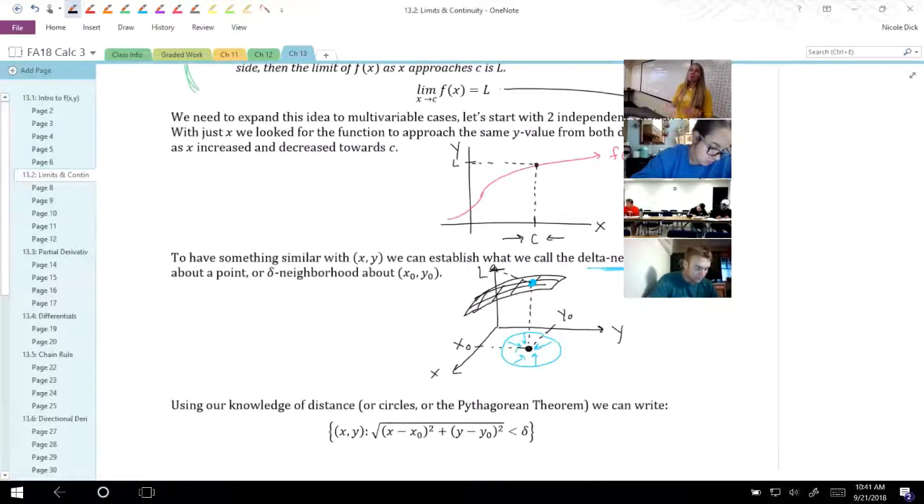In terms of showing limits, it's going to be pretty much the same thing we did before, direct substitution. If you can just plug in the values that you're trying to approach and find the limit, you're done. Really, we're only going to have problems when we have indeterminate form, where if you plug in the values, you get like 0 over 0 or something like that.